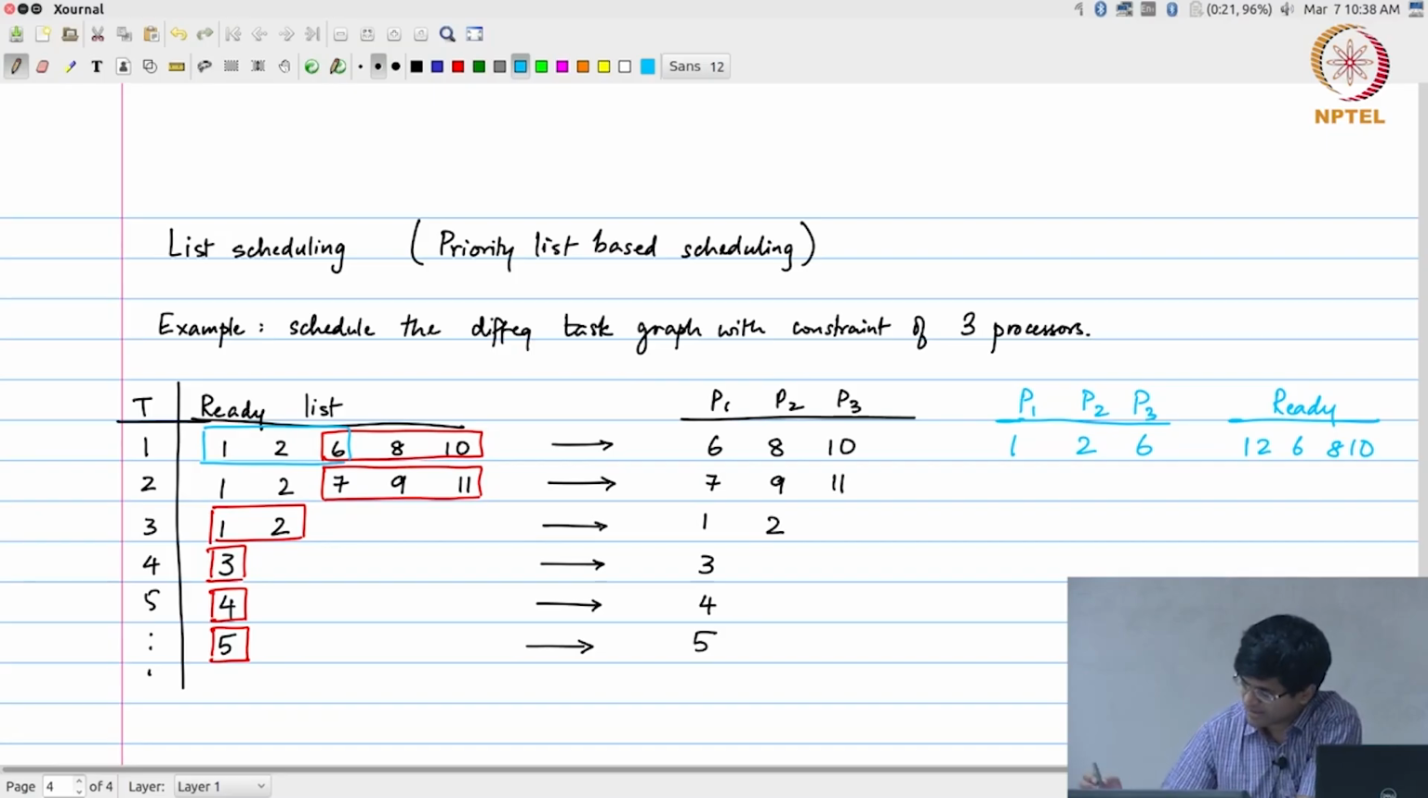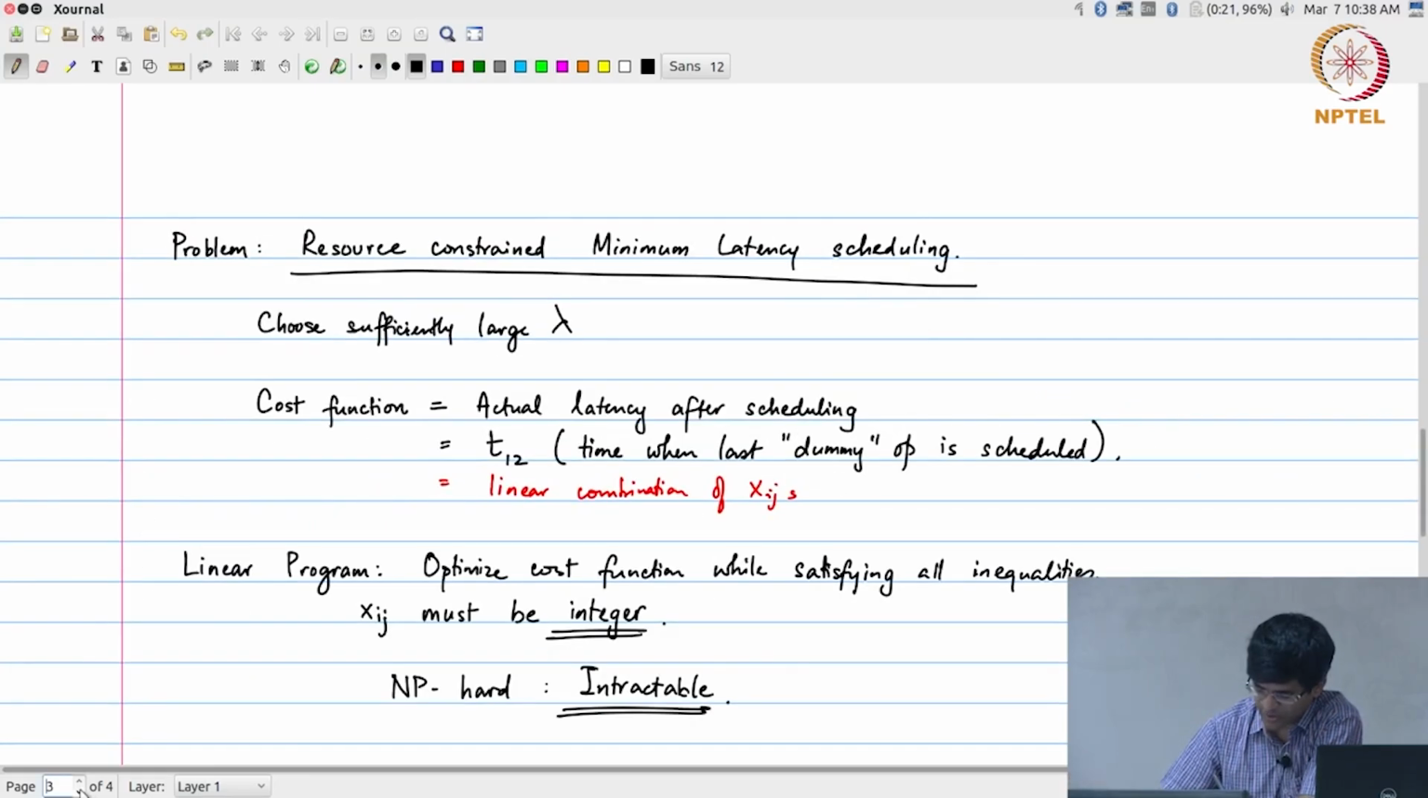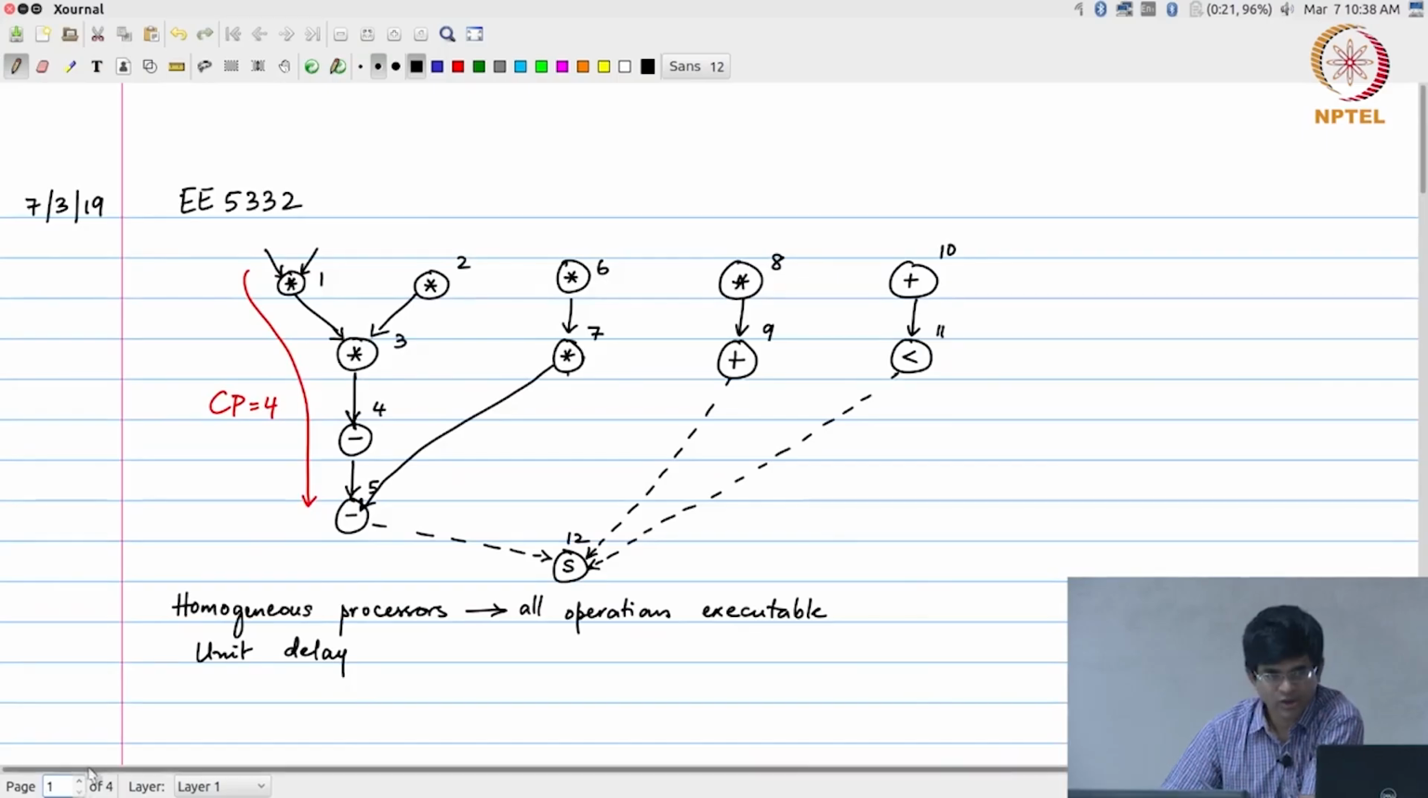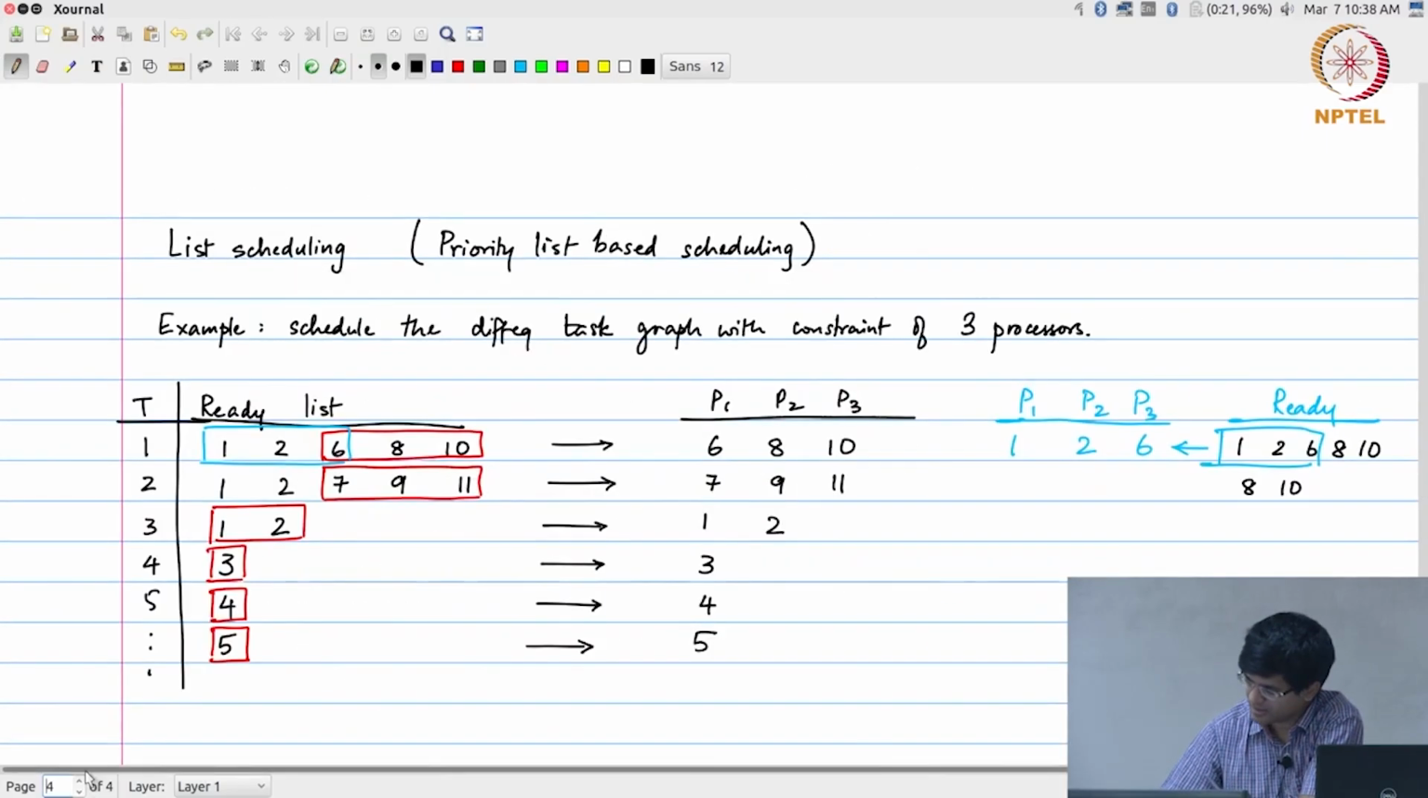Let me switch back to black itself. So, what I would do in this case is pick these 3 and put them here, right. In the next time step, 8 and 10 are ready, but in addition to that, because 1 and 2 have executed, 3 also becomes ready, and because 6 has executed, 7 also becomes ready.